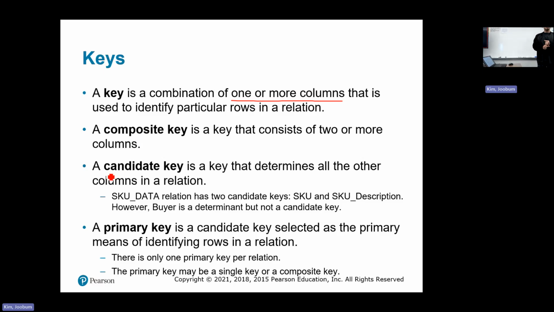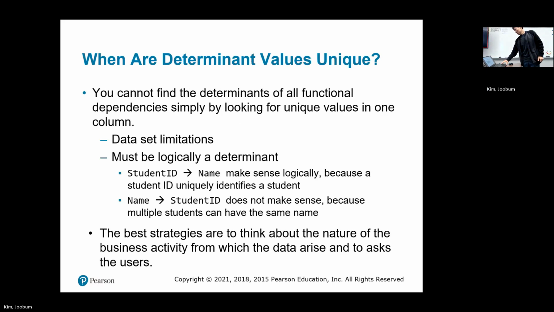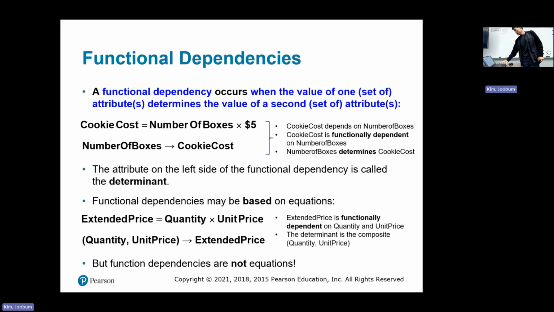You remember determinant? Determinant is, okay, when you have this kind of relationship: cookie cost is calculated by number of boxes times $5 per box. In that case, the cookie cost is determined by the number of boxes. So on the left side, the left term, number of boxes, is called the determinant.